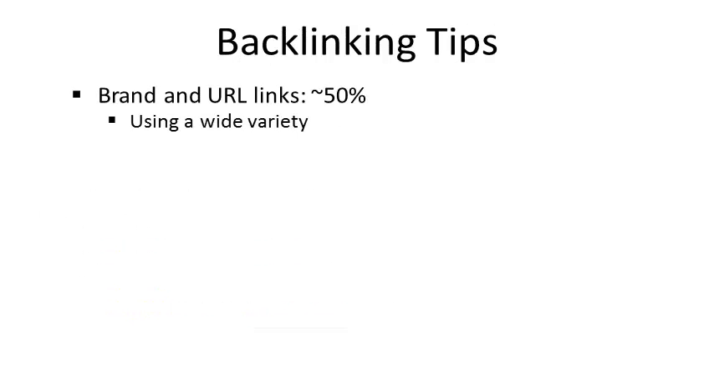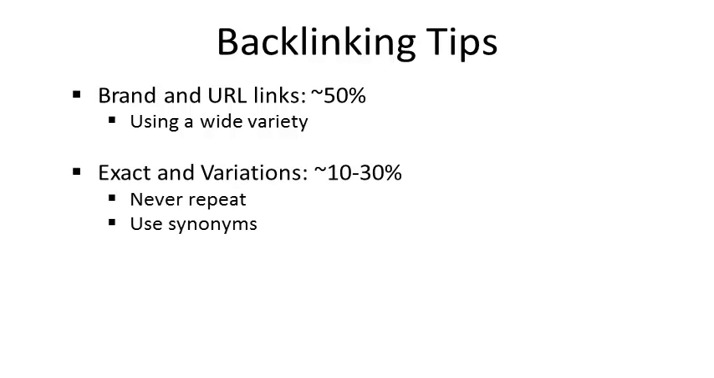So when you start building links, these are just very broad suggestions of how many of each link you should build. This is always going to change. This is just a good conservative way to get started. I would say around 50% of your links use the brand and URL links, and again, using a wide variety of the different types of URLs. If about half of your links are that, you should be pretty safe.